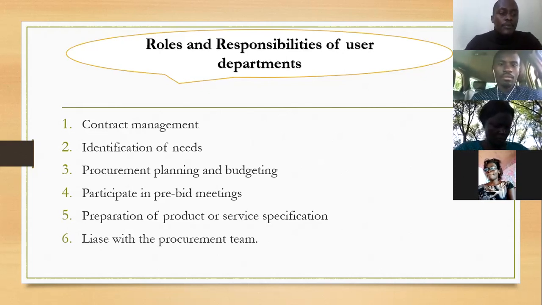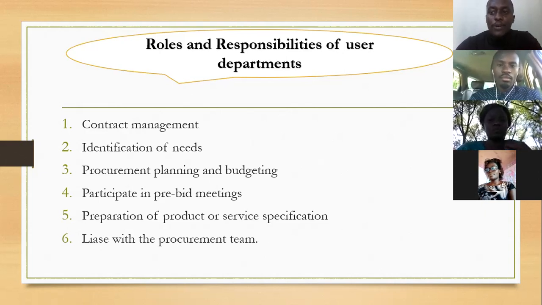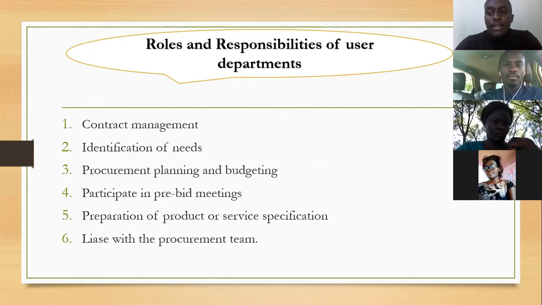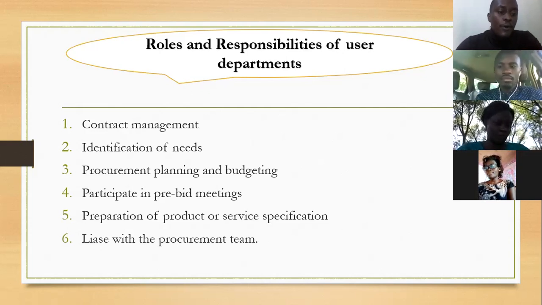Point number 2 is identification of needs. If you take an example of a local government, for example, the construction or the infrastructure department, now the members or the people in the department will identify the need. For example, they may need cars for procurement. So after identifying that need, they will probably now forward it to the ACAO for approval. That's after writing a proposal for the need of those cars.